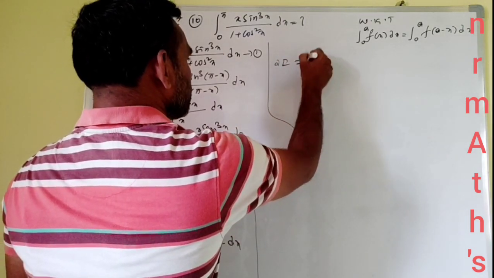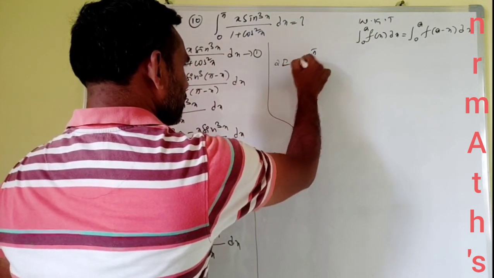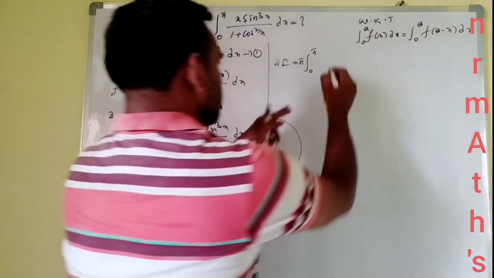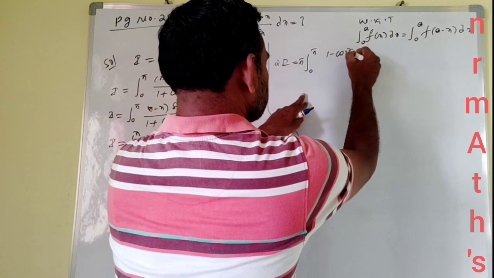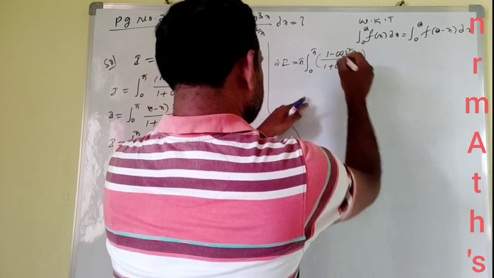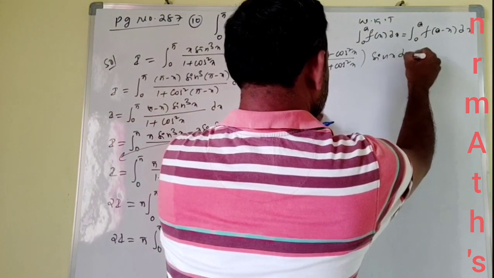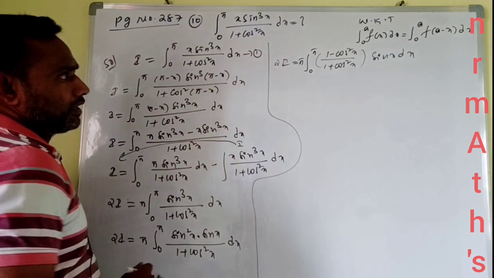Next, 2I is equal to pi integration 0 to pi. Sin square x we write as 1 minus cos square x, by 1 plus cos square x, into sin x dx.